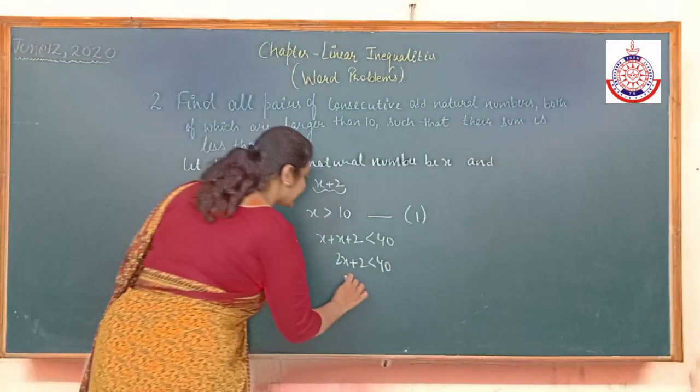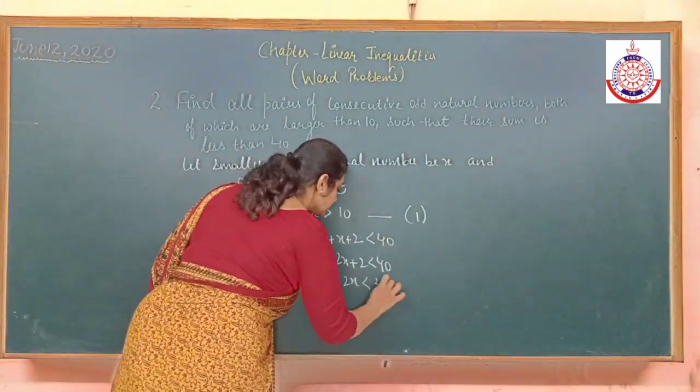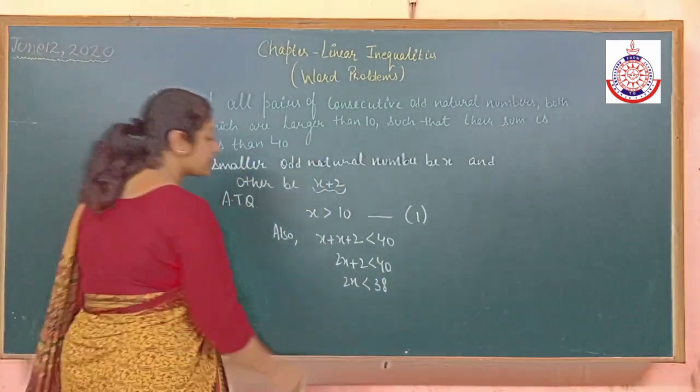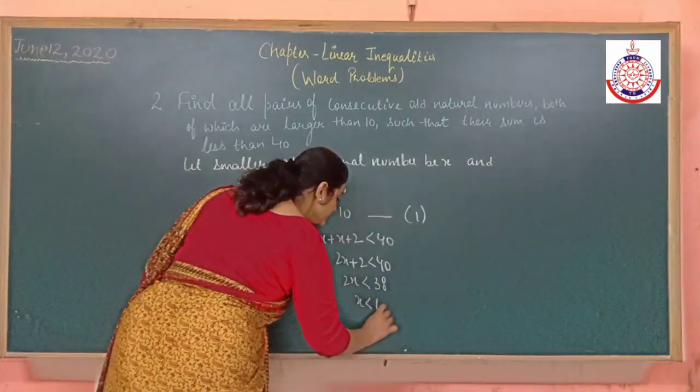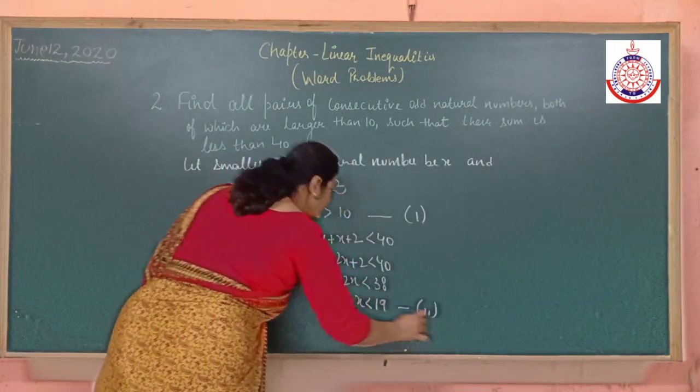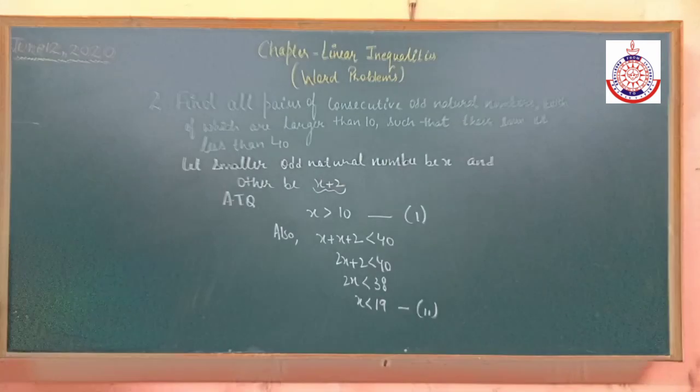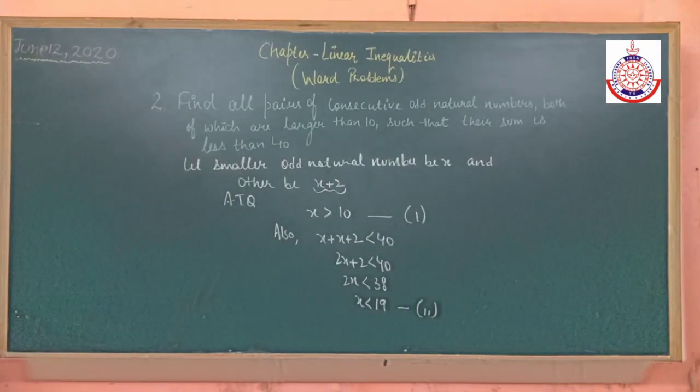Subtract 2 on both the sides. Divide both the sides by 2. This is my second equation. Alright. Now the first equation is x is greater than 10. The second is not an equation exactly, it is an inequation. And the second inequation is x is less than 19.